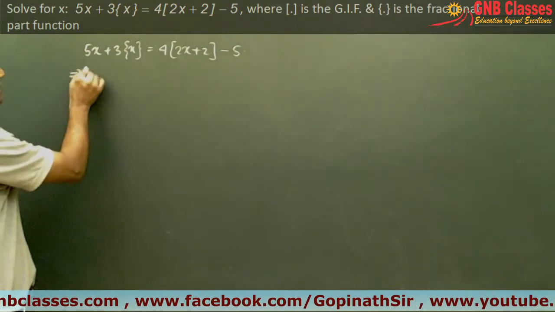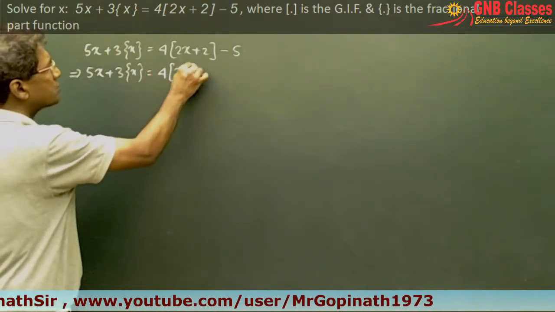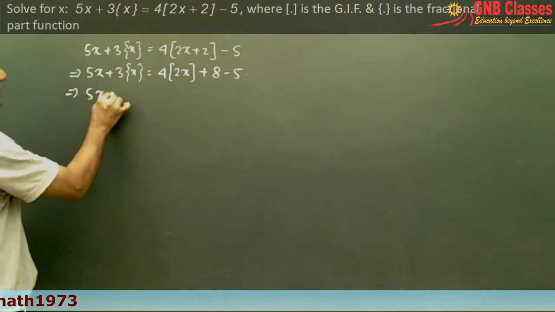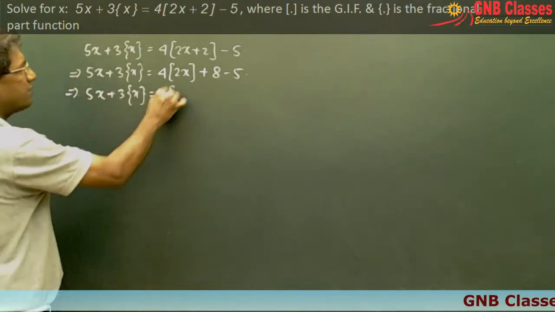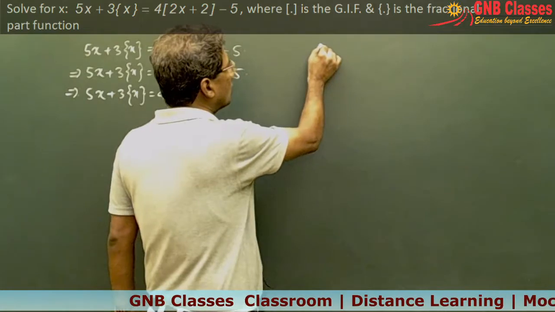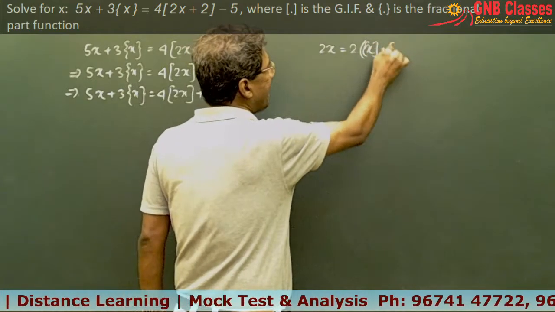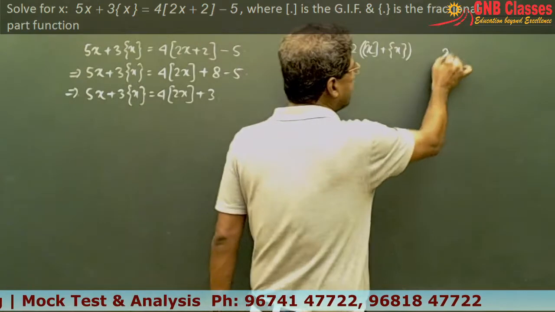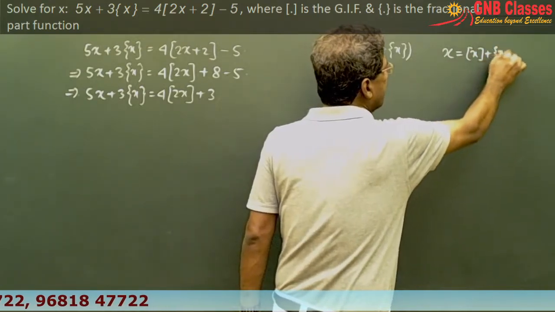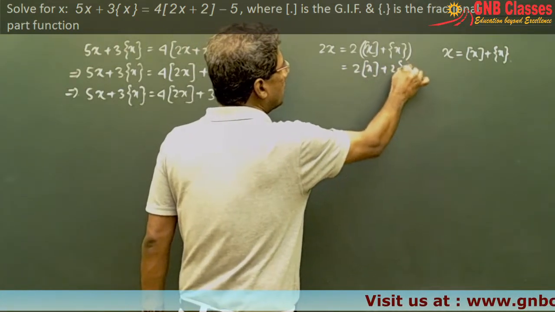Now we can write this as 5x + 3{x} = 4⌊2x + 8⌋ − 5, so we are getting 4⌊2x⌋ + 3. Is it clear? Now you see one thing, 2x can be written as 2⌊x⌋ + {x}. Am I correct? Because as we all know, any real number x can be written as ⌊x⌋ + {x}. Therefore, that gives you 2⌊x⌋ + 2{x}.